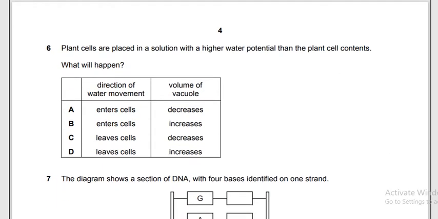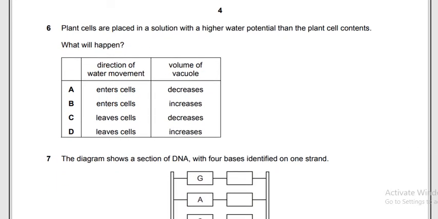Now 6, plant cells are placed in a solution with higher water potential than the plant cell content. What will happen? If the solution has high water potential, that means water will move from the solution into the plant cell. Because the plant cell in this case has low water potential, the water enters the cell, and the volume of the cell will do what? It will increase because it gains water. So your answer will be B.